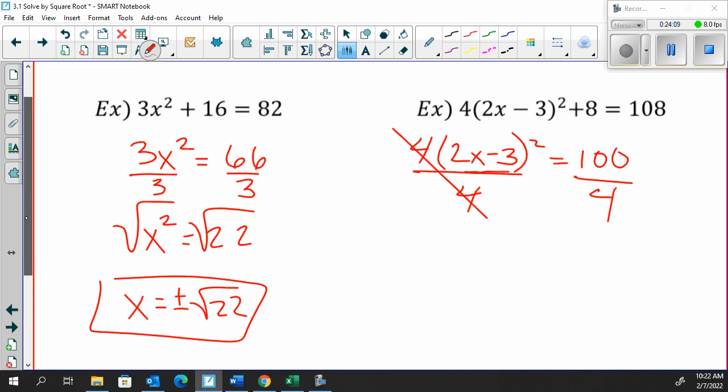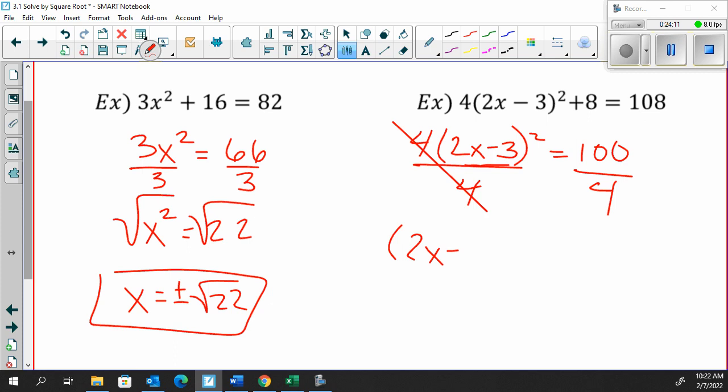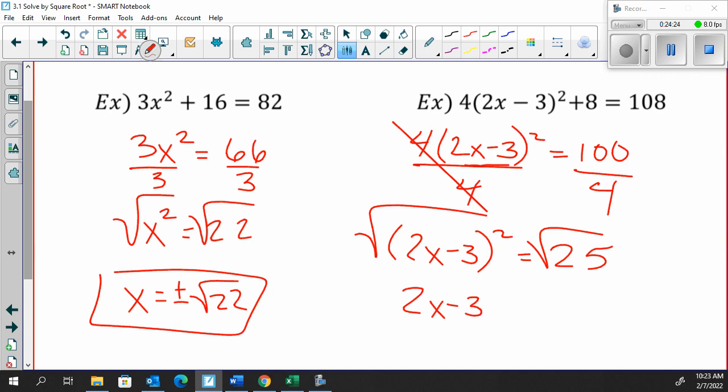It's 2x minus 3 squared. What's 100 divided by 4? 25. Can you take a square root now? Yes. It is 2x minus 3 equals plus or minus. I'm just emphasizing the plus minus. What is the square root of 25? 5.